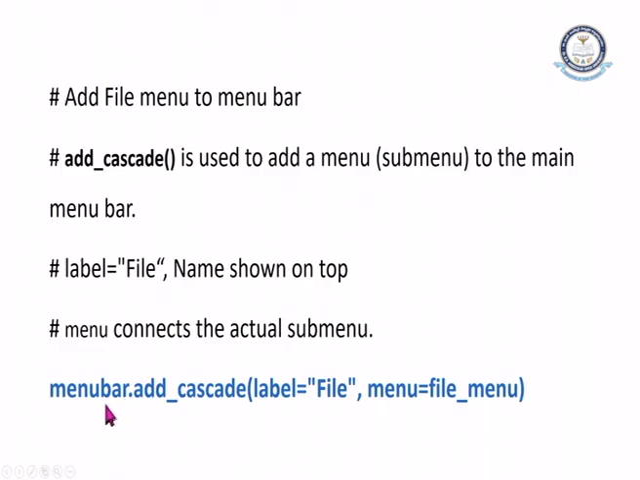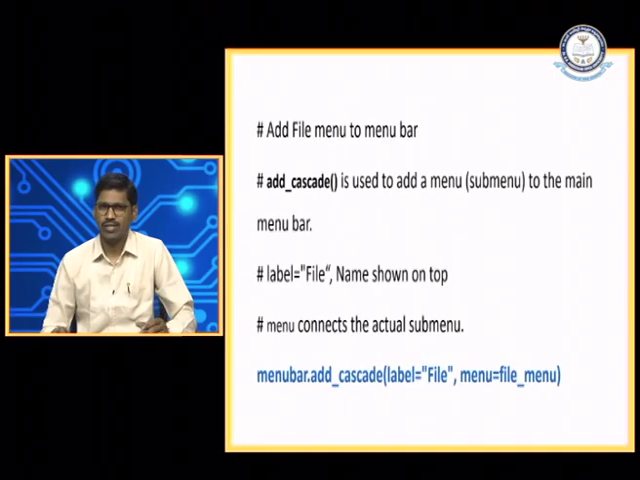Now, see, menu bar dot, we already created the menu bar in the previous slide. To that created menu bar, I want to add a file menu. As I said already, add underscore cascade is a predefined method. With the help of that, we can add any menus to the menu bar. Add cascade, open parenthesis, label assignment file. What is the meaning of this? Label is an attribute. For that label, I am giving the name file.